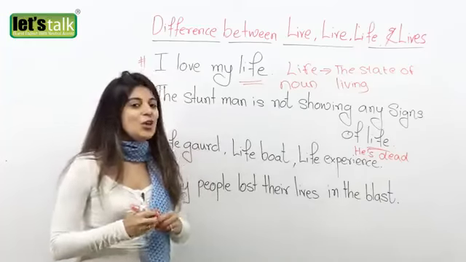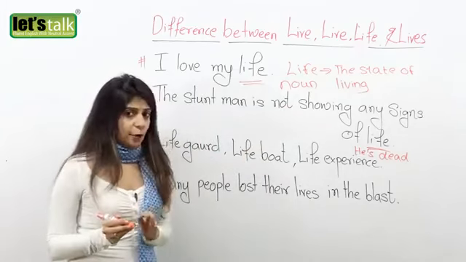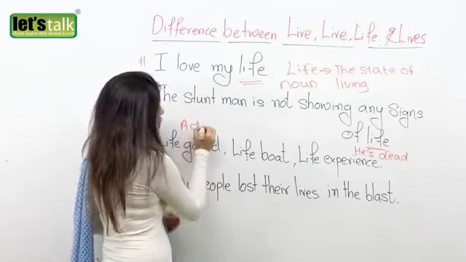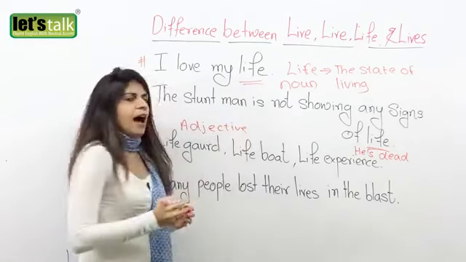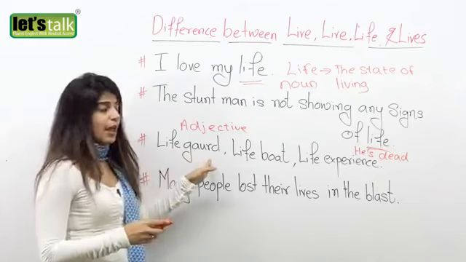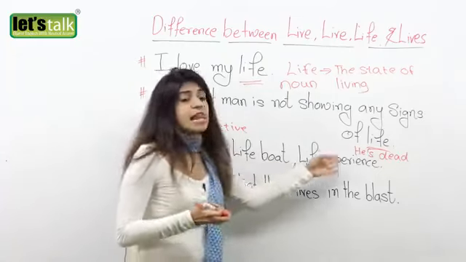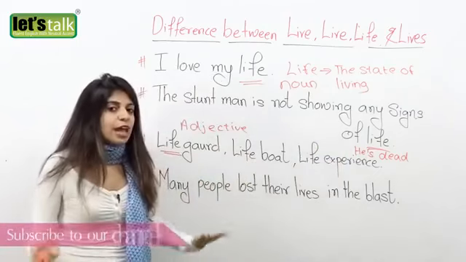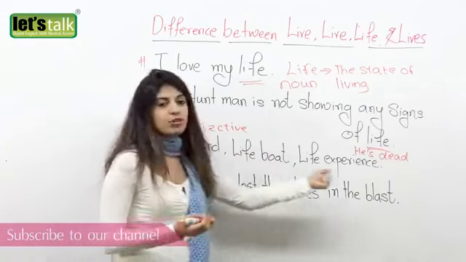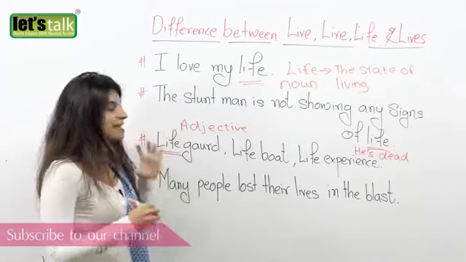Okay, so this is the way you would use the word life. Now, as I mentioned, the word life is a noun, but it can also be used as an adjective describing a noun. How is that possible? Well, let's look at some examples here. So, when you say lifeguard, okay, here the word life acts as an adjective. So lifeguard, lifeboat, life experience, life saver. Okay, so here the word life acts as an adjective describing the noun. Guard, boat, experience, and as I also said, life saver. So saver is the noun. Okay, so I hope this is clear to you.